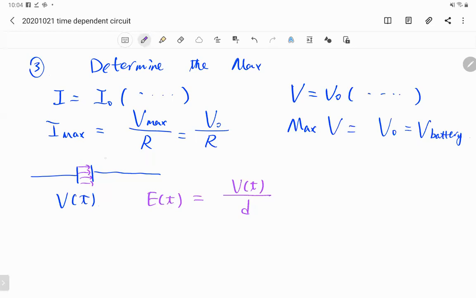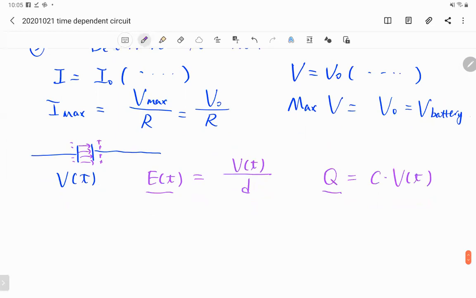How about the charge on the capacitor? The charge has many ways to do. The first one will be the capacitance is a constant times the voltage. So if we know the voltage as a function of time, then we will get the charge as a function of time. This is how we get the electric field and the charge as a function of time. So the first step is to get the voltage of the capacitor.